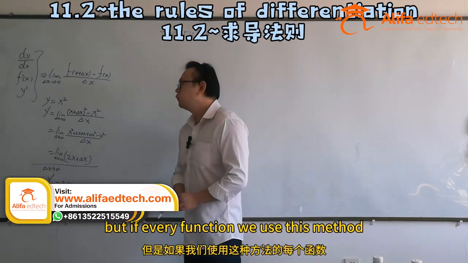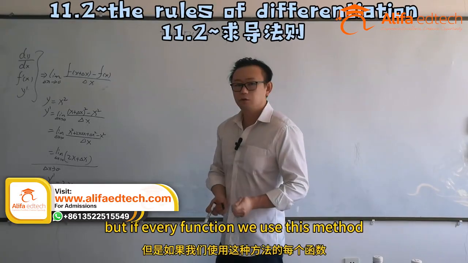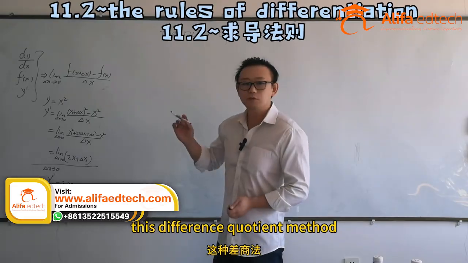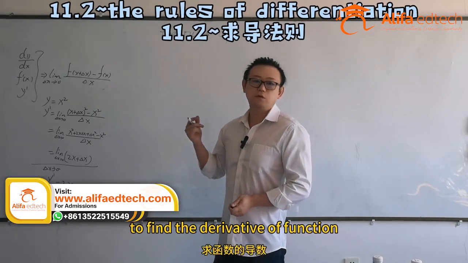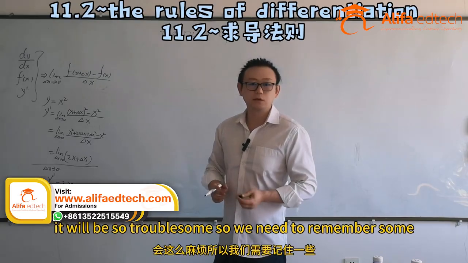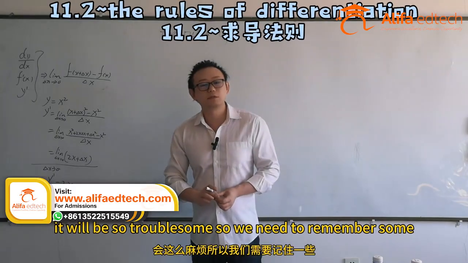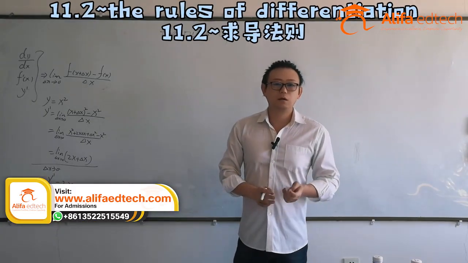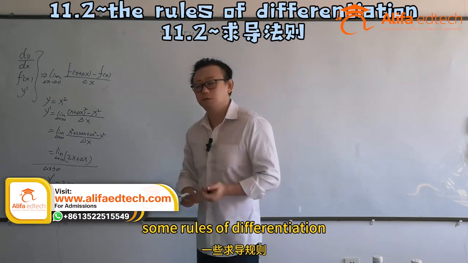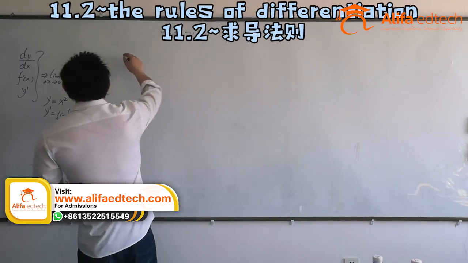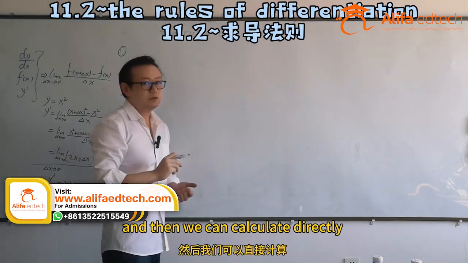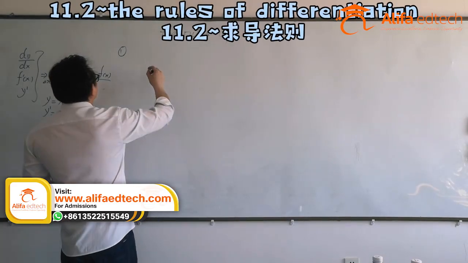But if for every function we use this difference quotient method to find the derivative, it will be so troublesome. So we need to remember some rules of differentiation, and then we can calculate directly.